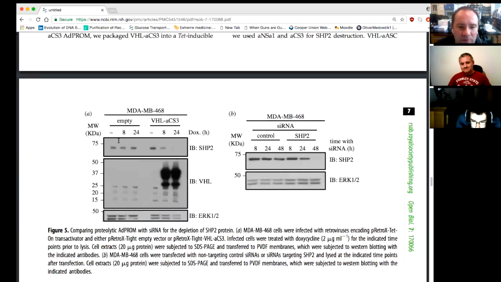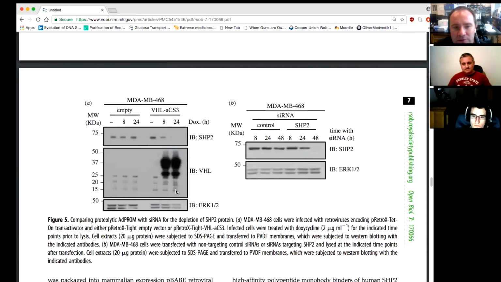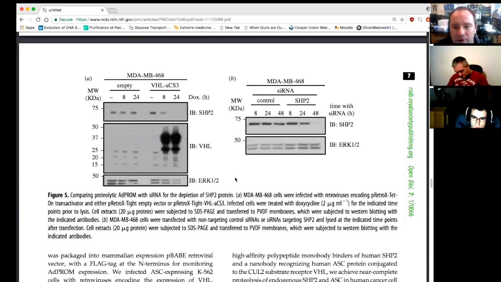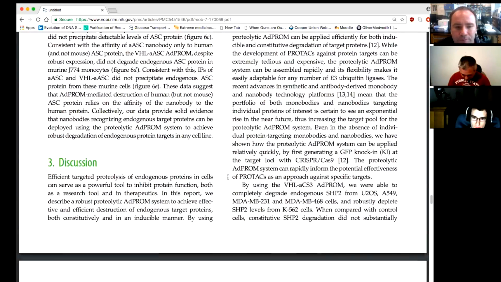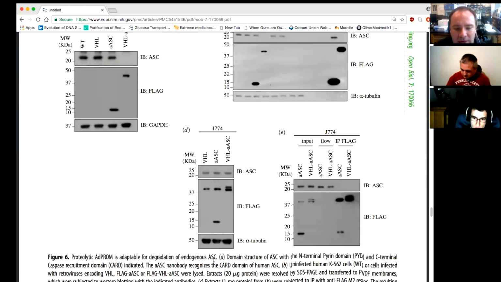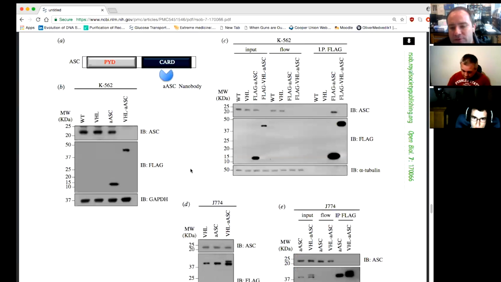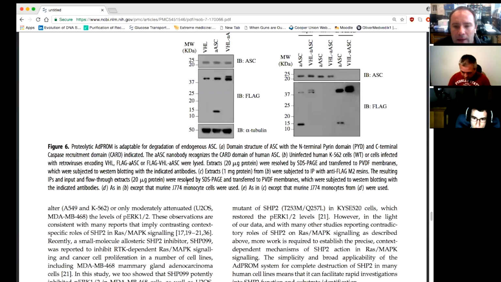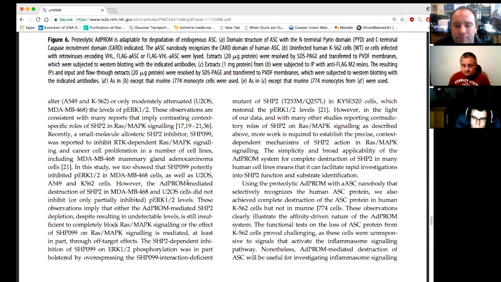They actually compare this system in figure 5 against another system that's used to knock down proteins called siRNA, or short interfering RNA. The take-home message from this is that VHL ACS3 works faster. It takes 48 hours to knock down with siRNA, and 24 hours with VHL ACS3. In figure 6, they just look at a different protein, endogenous ASC. So that's another protein, and they show it's not just working against the SHP2 protein. Anyway, their system appears to work.